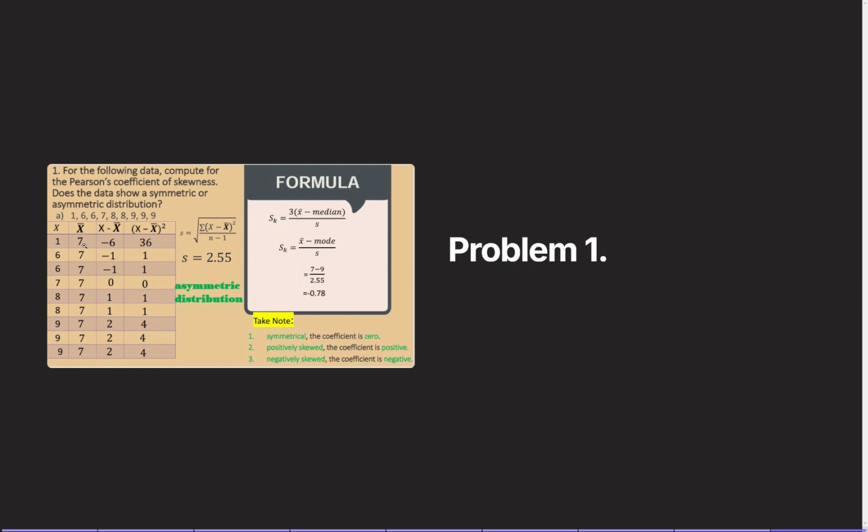Now that we have all our values, all we have to do now is solve for the skewness. So how do we do that? Right here we have a representation for skewness. We have to take the summation of x minus mean raised to 2. So what is the summation of all of this? Let's solve for it. So 36 plus 1 plus 1 plus 0 plus 1 plus 1 plus 4 plus 4 and plus 4 is equal to 52. So that is the summation of x minus mean raised to 2, 52. So we have to remember that value, 52.